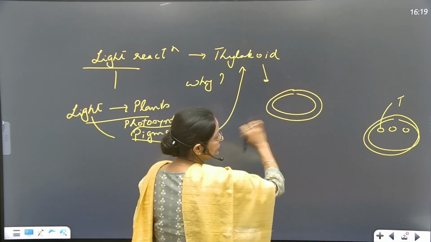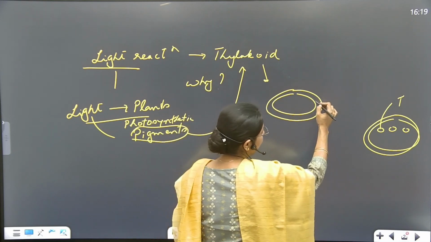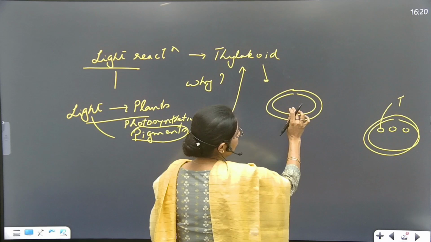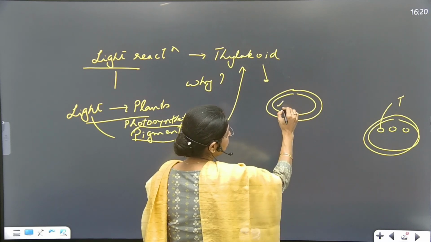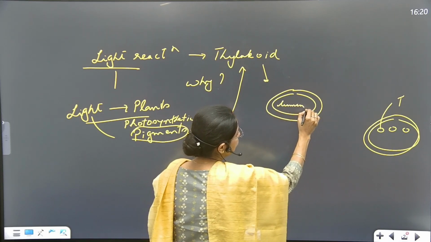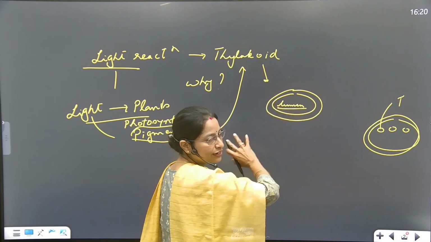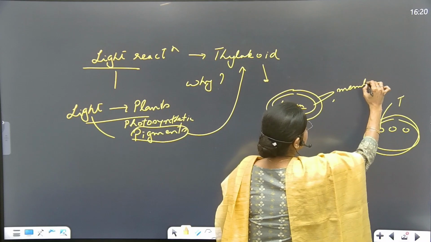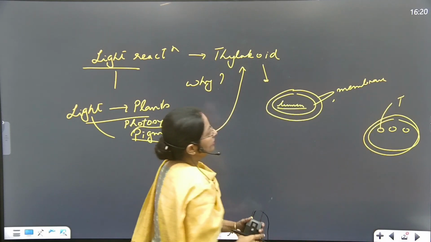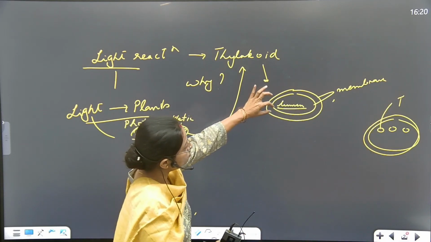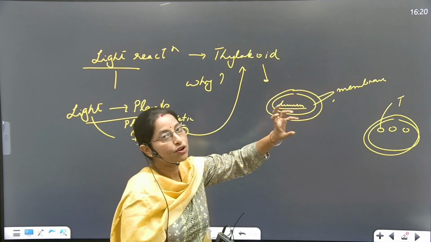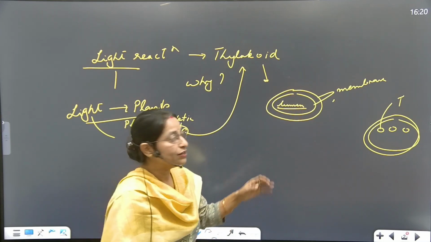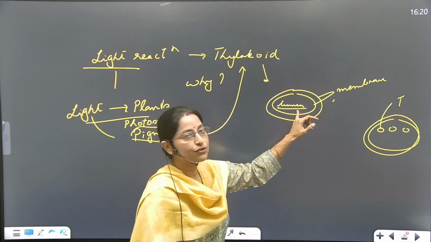Whenever we talk about an organelle, it will have a matrix, the inner portion, right? So this portion would be called the lumen. The inner part we call the lumen, and the outer part we call the membrane. Right? So any organelle will have a membranous portion and an inner portion. For some the inner portion we call the matrix, and for others the inner portion we call the lumen. So the inner portion of the thylakoid is called the lumen.